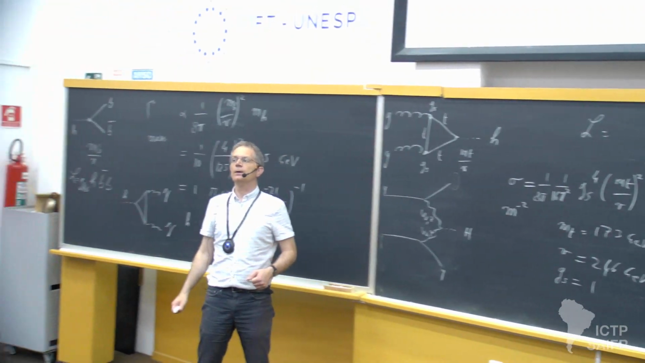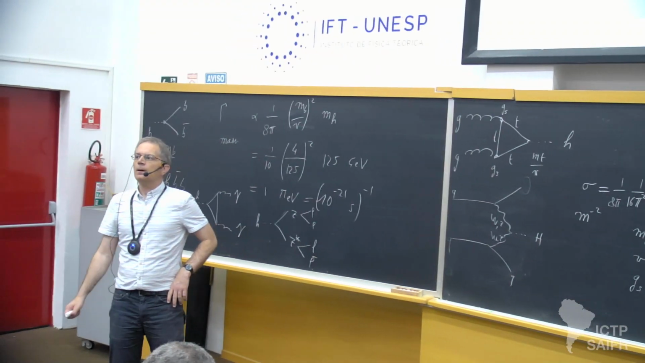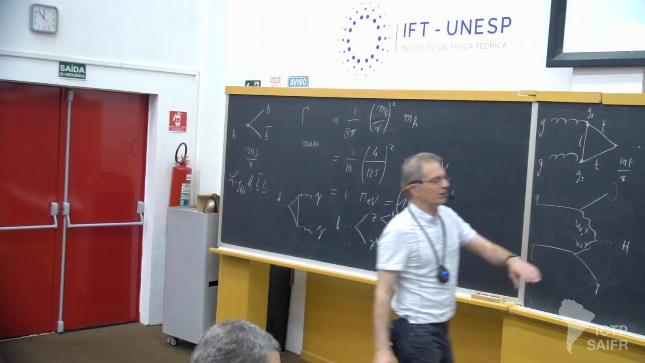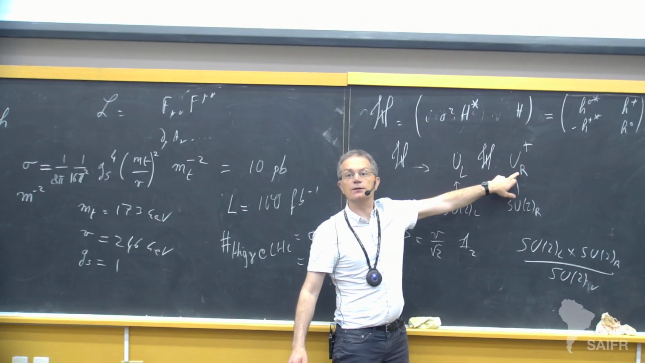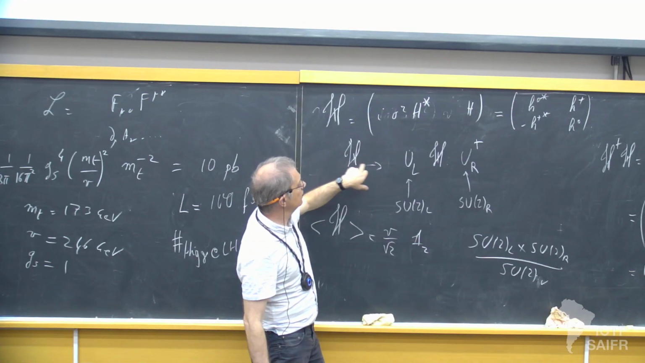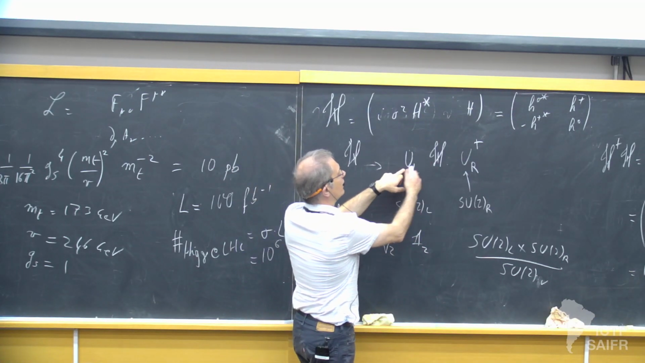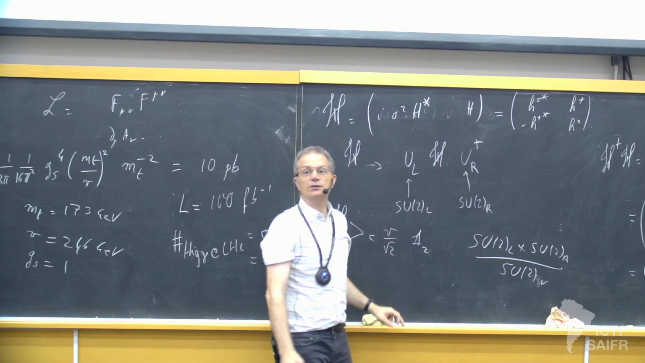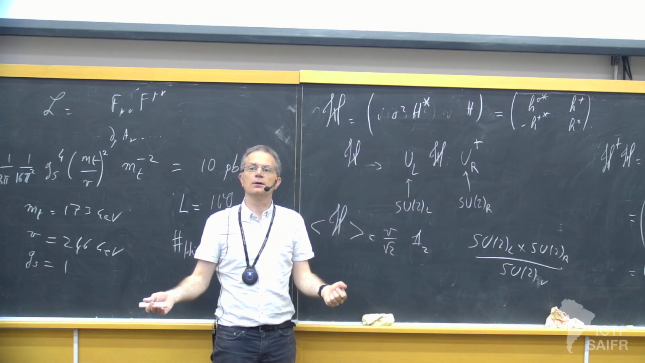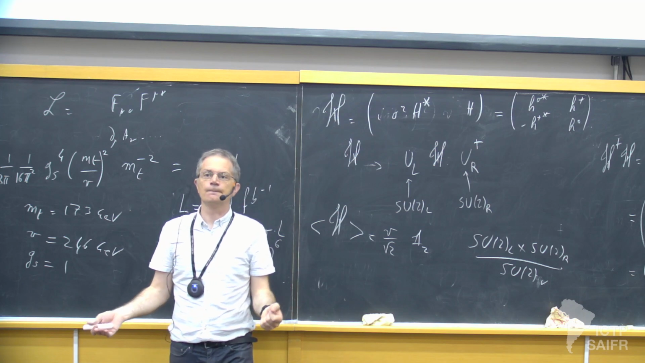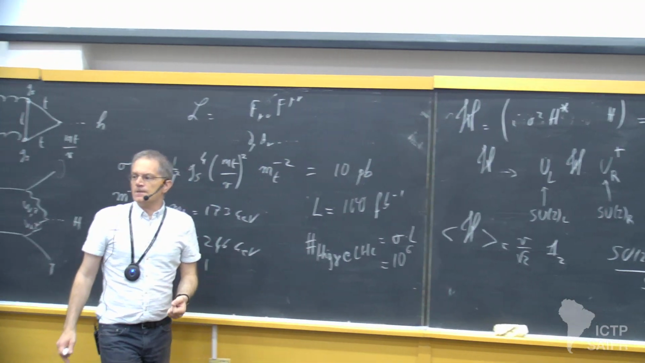Yes? The diagonal subgroup simply means that you are taking U left equal U right. So clearly, if U left is equal to U right, you get identity. So identity is invariant under SU2 diagonal. Is it clear? Yeah.